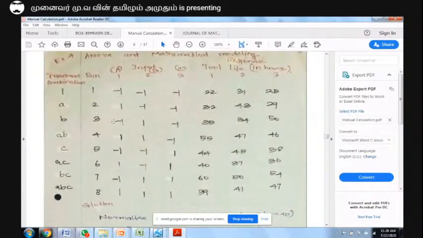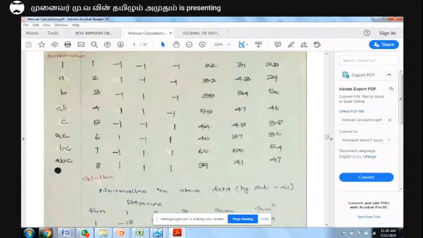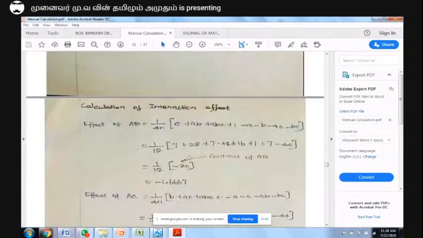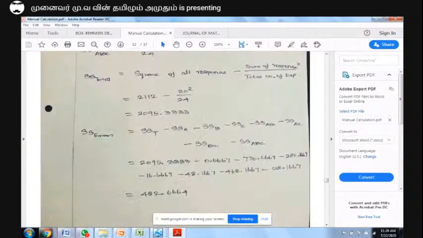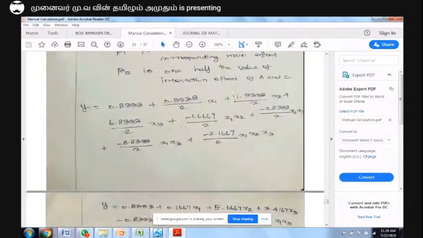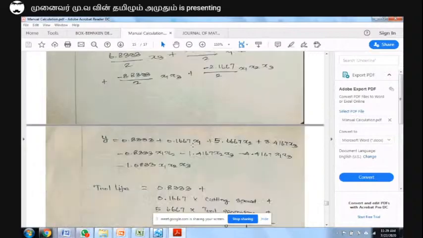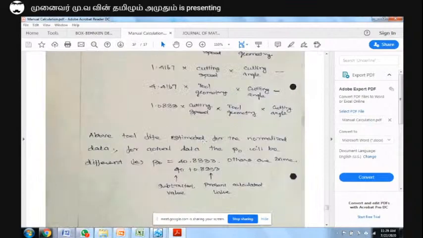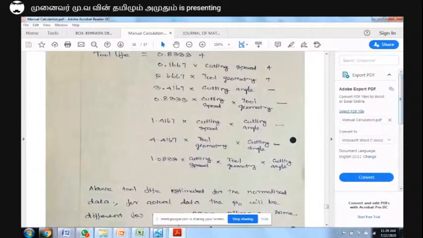They don't bother about the input parameters; they are giving only the responses. That is true life 1, true life 2, and true life 3. We are going to build the mathematical model for this true life. How can we do the mathematical model? From basic calculation, ANOVA. Then, based on ANOVA, we can get the various terminology related to the mathematical model. And this I have given in detail in the manual calculation.